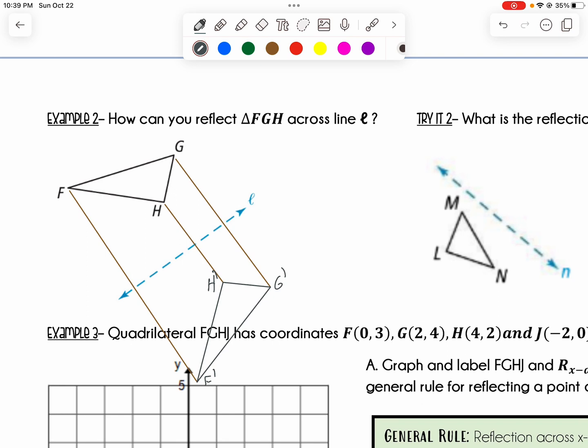That's a reflection. Notice again that this length and this length are the same, and they meet at a right angle with my line of reflection. This length and this length are the same. This length and this length are the same. All right. That is my reflection.